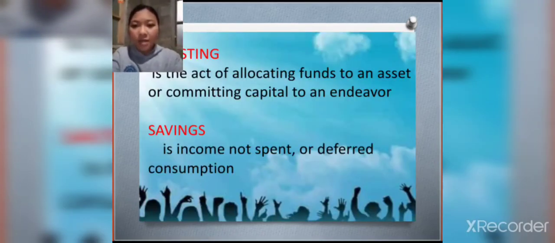Investing is the act of allocating funds to an asset or committing capital to an endeavor. When you want to invest, you need to start with savings. Savings is income not spent or deferred consumption. In savings, you need to understand the importance of it and the interest that you could earn from it.